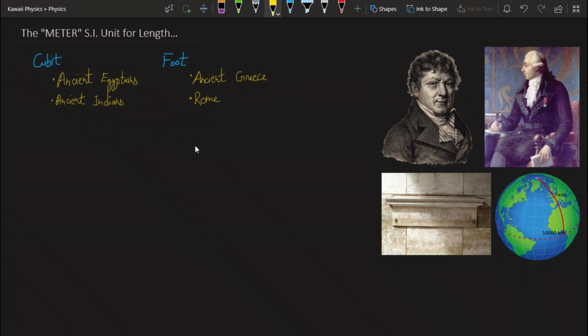But as we know, these are based on human lengths, so they varied from person to person, and they were not selected as a universal unit for measuring length.